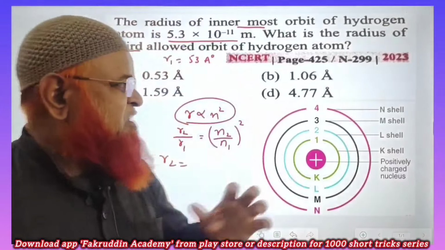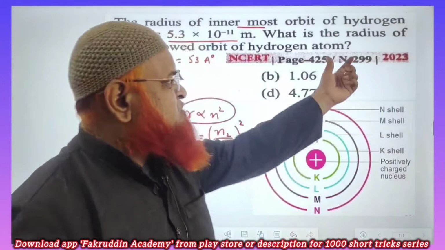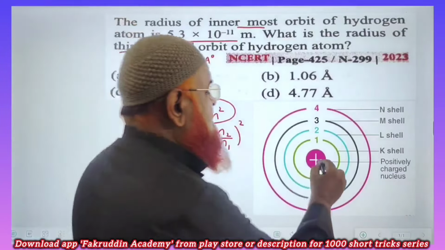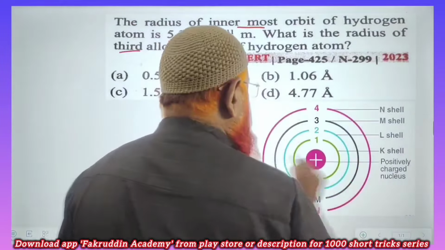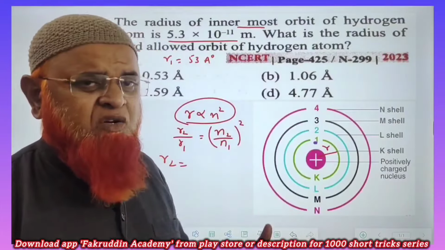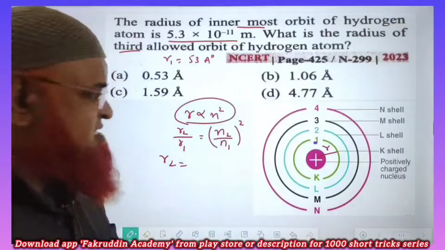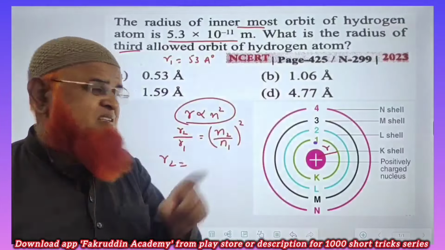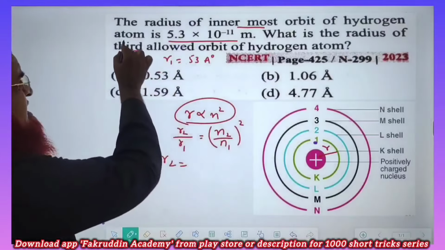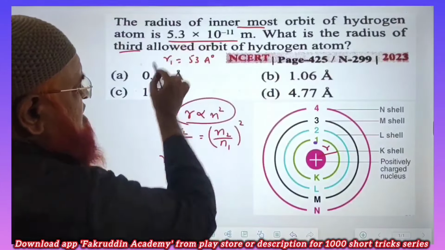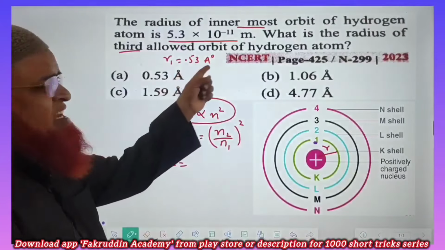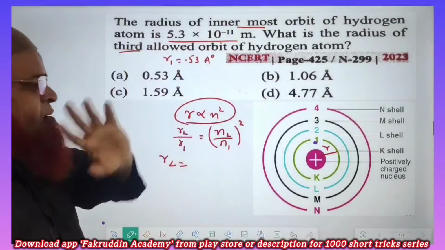My dear friends, this is a previous year question asked in NEET 2023. He is asking us to find out the relation between the radius of an orbit and the principal quantum number, for the shells 1, 2, 3, 4. You should remember one thing, that radius is directly proportional to the square of the principal quantum number. See, the radius of the first orbit is given as 5.3 into 10 power minus 11 meters, which can be taken as 0.53 angstroms. You have to convert meters into angstroms.